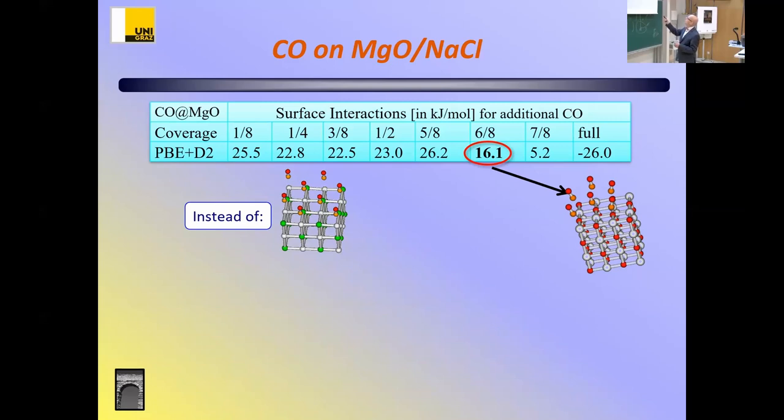Then I also went to the group of Professor Seifang, and he was mostly interested not in CO on magnesium oxide, but in CO on sodium chloride. CO on sodium chloride has a certain interesting effect, the so-called Davydov splitting. One CO, of course, has a vibration frequency, and two COs will have a vibration frequency where they move together and one where they move anti-symmetrically. And so you would have two.